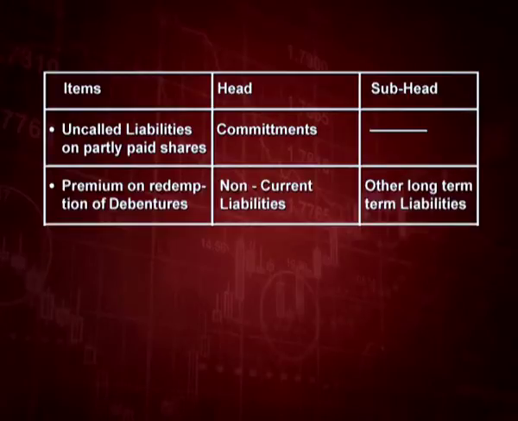Second point, premium on redemption of debentures. It is shown under non-current liabilities because we have to pay it in future. So, the subheading is other long-term liability. Please remember, the main head is non-current liability, and in that non-current liability the subhead will be other long term liability. These kind of questions generally come in the exams.